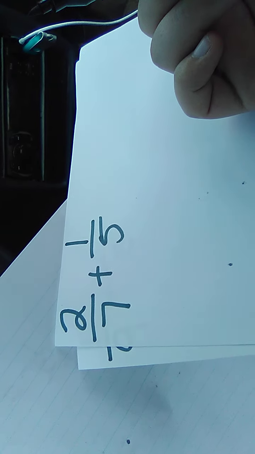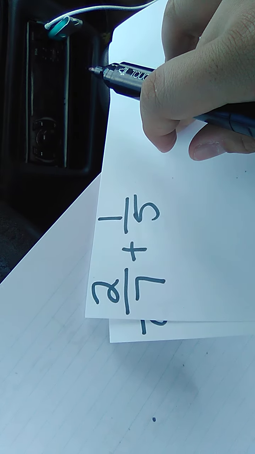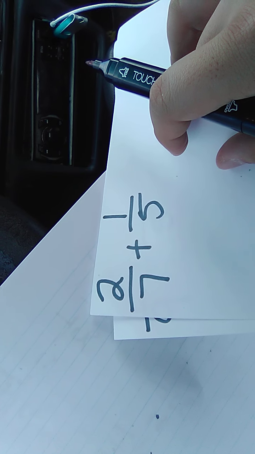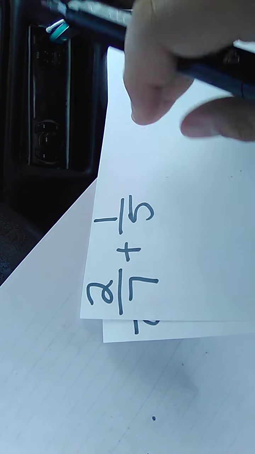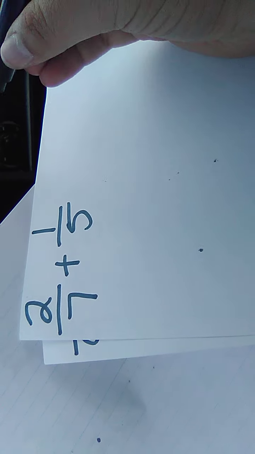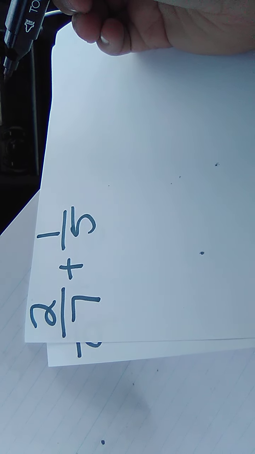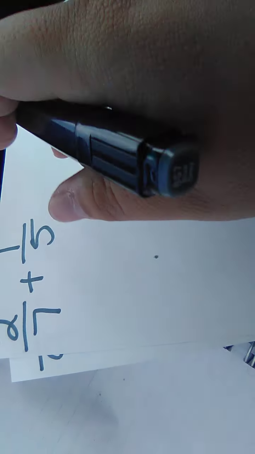We know 7 goes from 7, 14, 28. No, I'm sorry. 7 to 14 and so forth. But what about 35? 35 has, right? 5, 10, 15, 20, 25, 30, 35. So we're going to make sure it goes to 35.